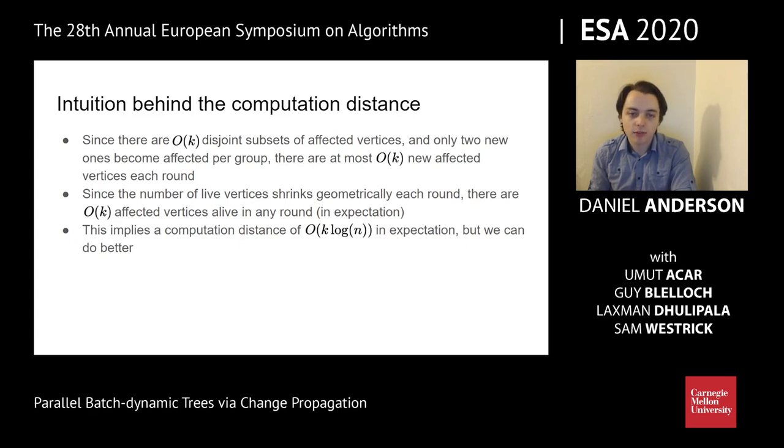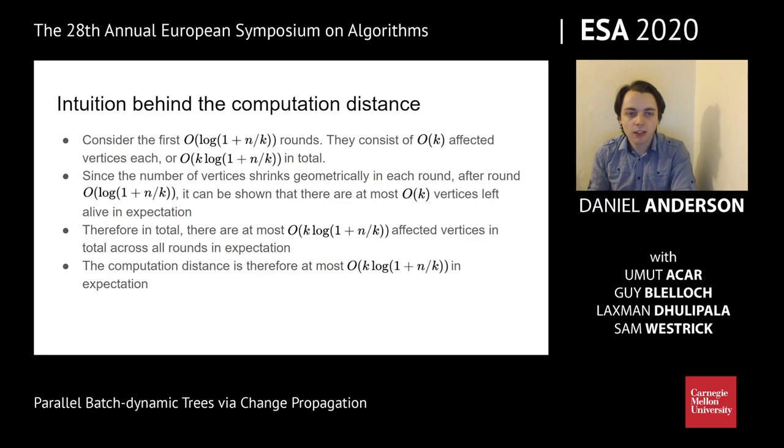We could stop here and simply obtain a computation distance of k log n in expectation, but we can do better. Let's imagine splitting the rounds of the algorithm into the first order log(1 + n/k) rounds and the subsequent rounds. Based on the previous analysis, since there are order k affected vertices per round, within the first order log(1 + n/k) rounds, there are at most order k log(1 + n/k) affected vertices in total.